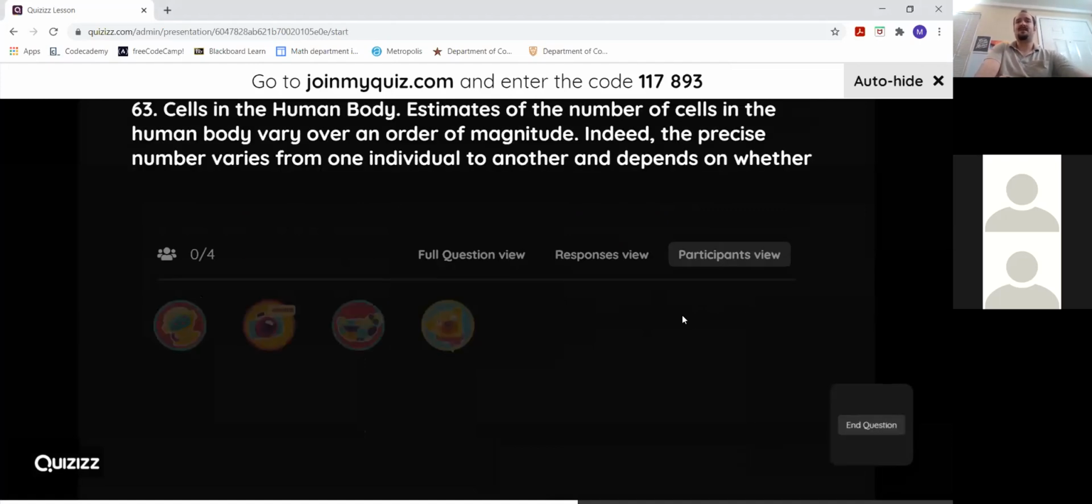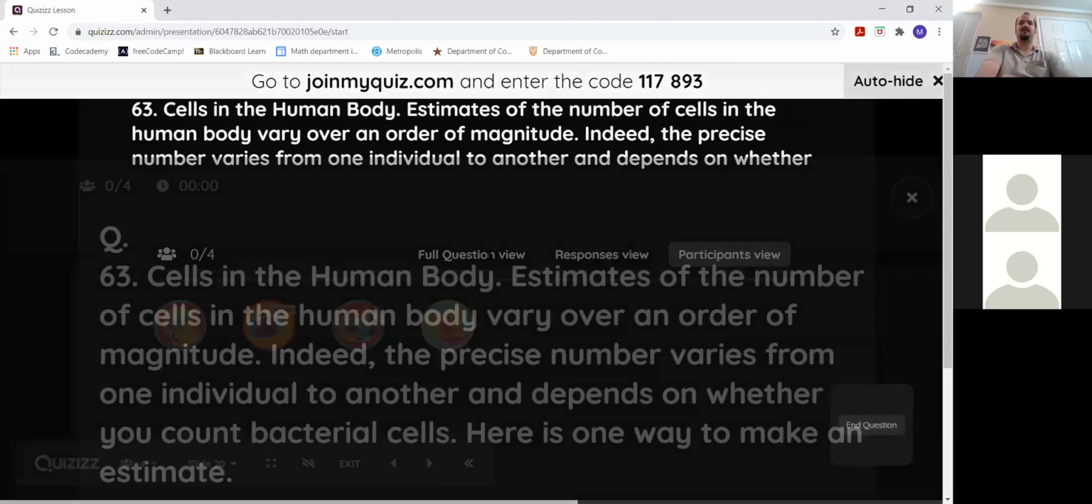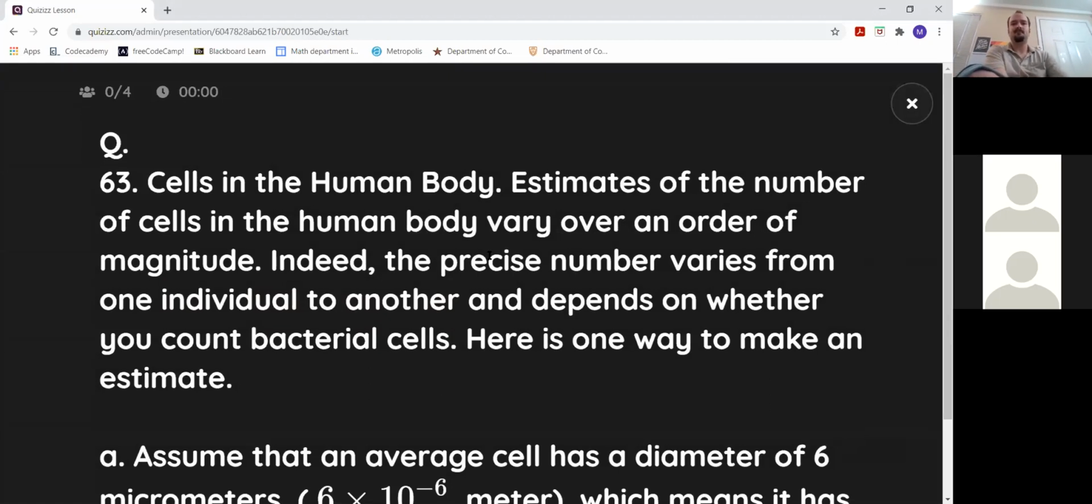Cells in the human body: estimate the number of cells in the human body. Ooh, this one. Estimates of the number of cells in the human body vary over an order of magnitude. Indeed, the precise number varies from one individual to another and depends on whether you count bacterial cells. From my understanding, most of the cells that you're composed of are probably not bacteria. But there we go. Here is one way to make an estimate.